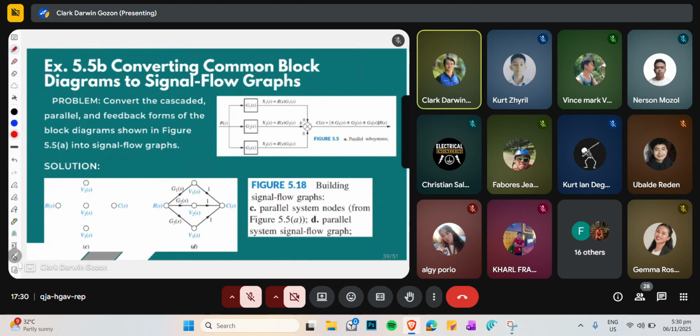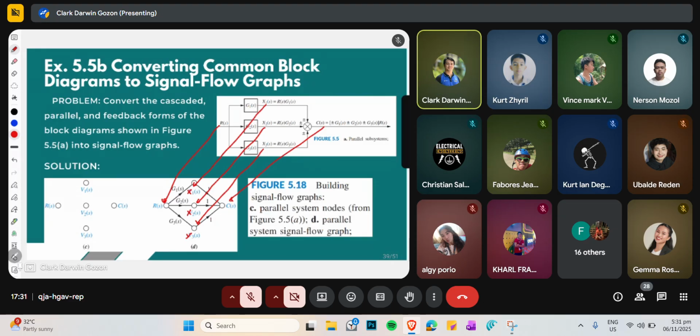For the parallel nga conversion of block diagram into signal flow graph. Same ra gyapon, no? You have RS, CRS, naman na CRS, si X1, no? V1 na diri, X1 ni siya, ito iputang X1. Si X1, X2, then si X3, then kanina yun, C.